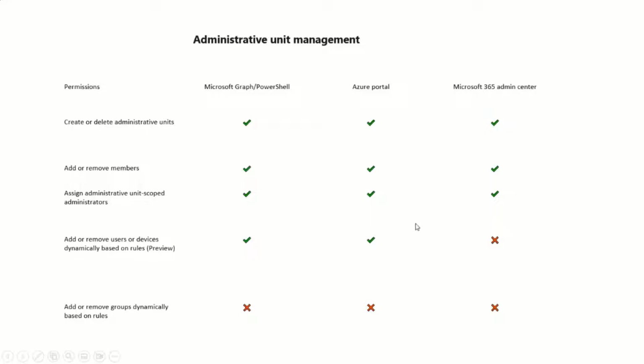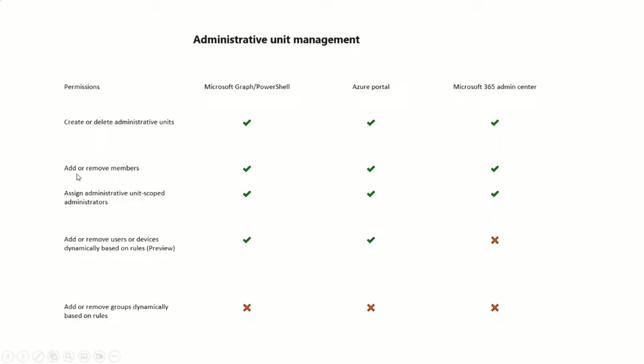Another restriction is adding or removing users or devices dynamically based on rules. Right now it is in preview, and this is not supported in the Microsoft 365 admin center, but it can be done using PowerShell and Azure portal. But dynamic group addition is not possible. Only users and devices are possible dynamically, but that is also limited to Azure portal and PowerShell. You cannot do it using the Microsoft 365 admin center, right?